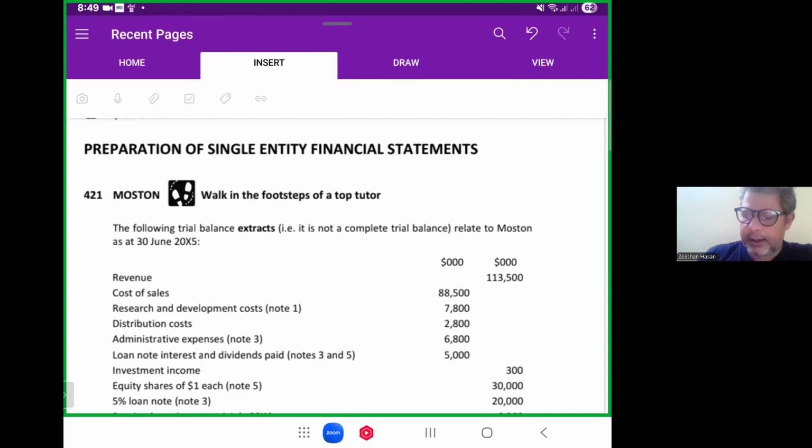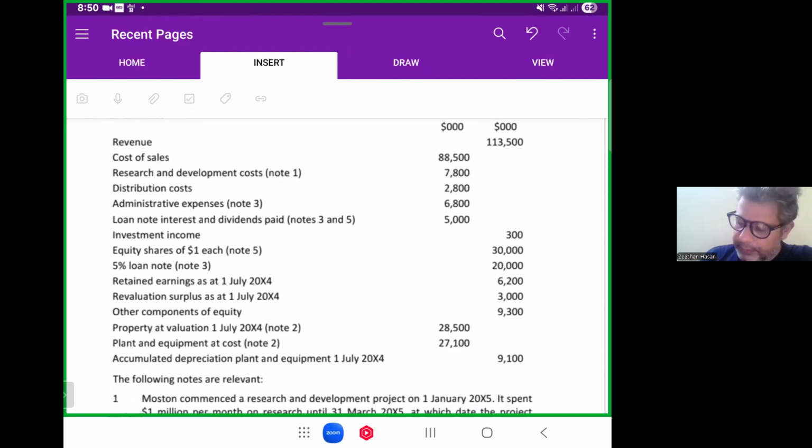All right, so let us do the question from section C. Okay, and it is related to the preparation of single entity financial statements. So let us first look at the requirements.